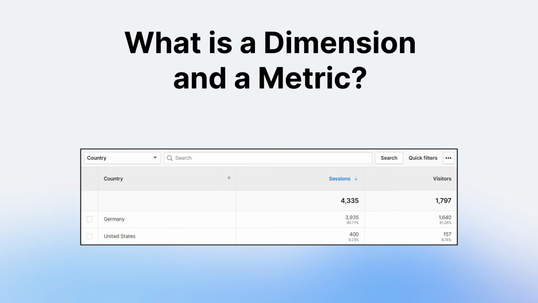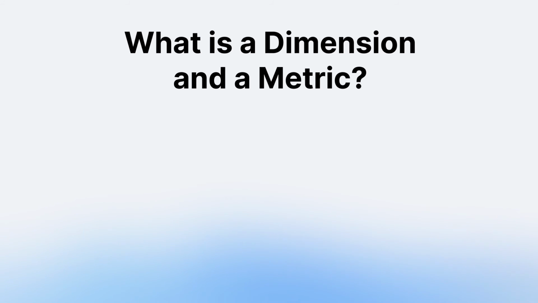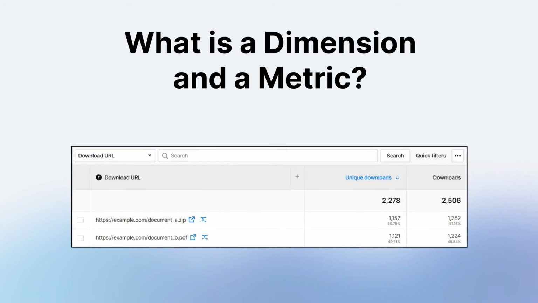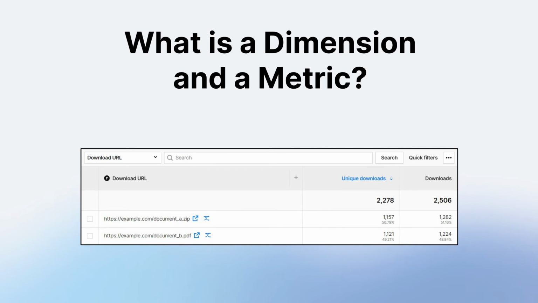Moreover, there are metrics that can be paired with almost any dimension, and sessions and visitors metrics are a good example of these. Other metrics are often paired together with specific dimensions, for example, dimension page URL with metrics page views or unique page views, or even more specific, dimension download URL with metrics unique downloads or downloads.